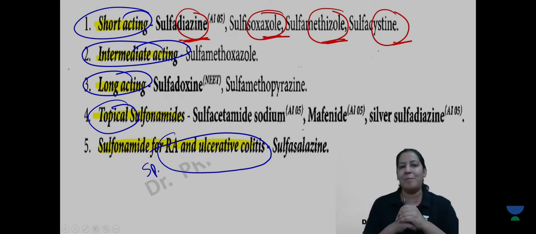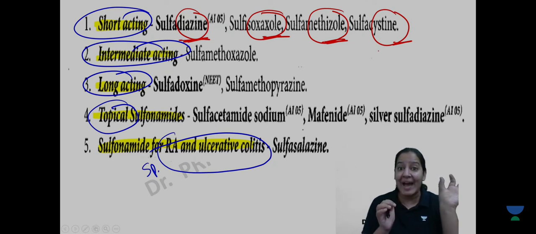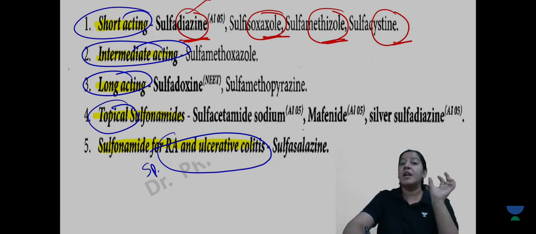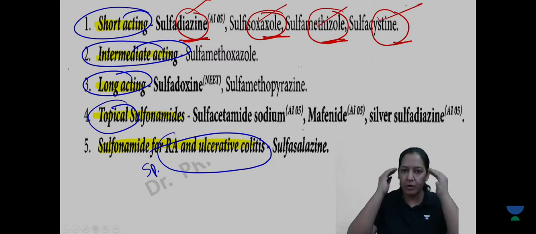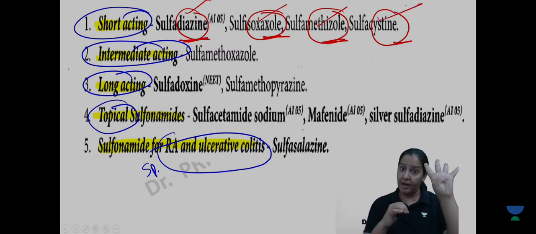Don't learn sulfa. Everyone knows sulfa. Say what comes after that. Number one is diazine. Number two is soxazole. Number three is methizole. And number four is cysteine. So that your concept will become clear. That is short acting. They are four in number.